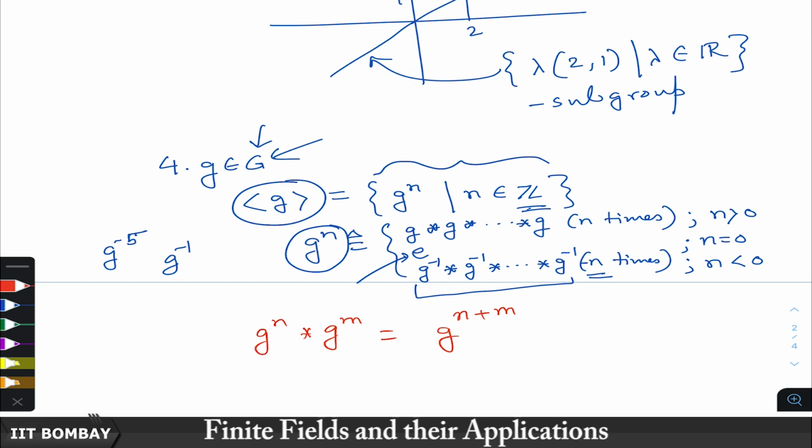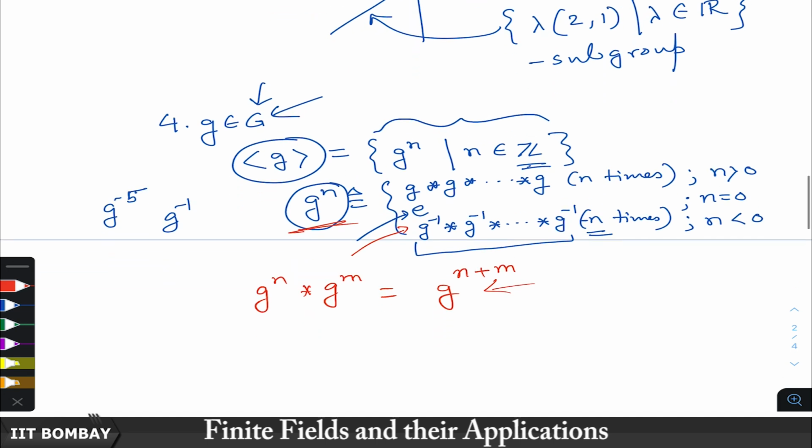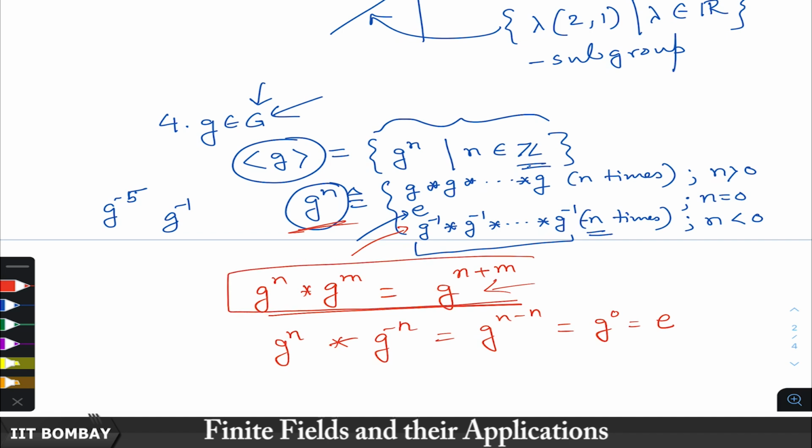n plus m. You can take various combinations of n positive, m negative, n positive, m positive, and all these cases, and use the definition of G^n here and show this quite easily. And the existence of inverse is quite obvious, because you take any element G^n, G power minus n is the inverse, because as we have said just now, this star this is equal to G power n minus n, which is G power 0, which is the identity element.